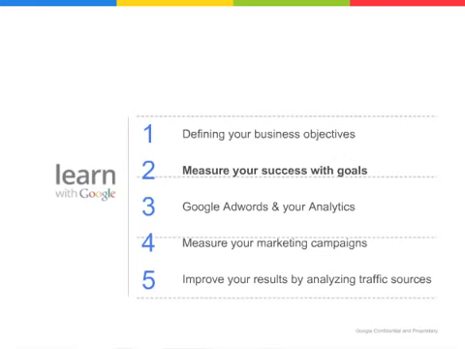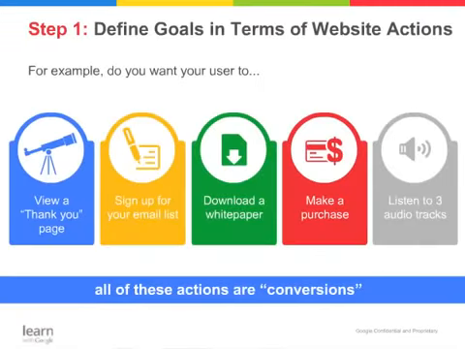But let's just run through some of the very basic things that you would need to do. Obviously, first one, define your goals in terms of the website actions, right? Your macro and your micro conversions. You get 20 goals in Google Analytics, so there should be no shortage of things to track on your site.